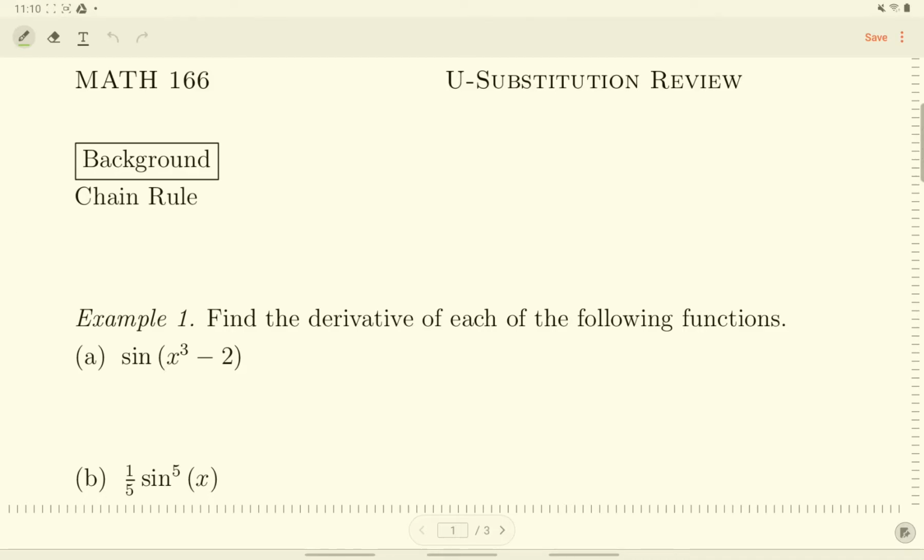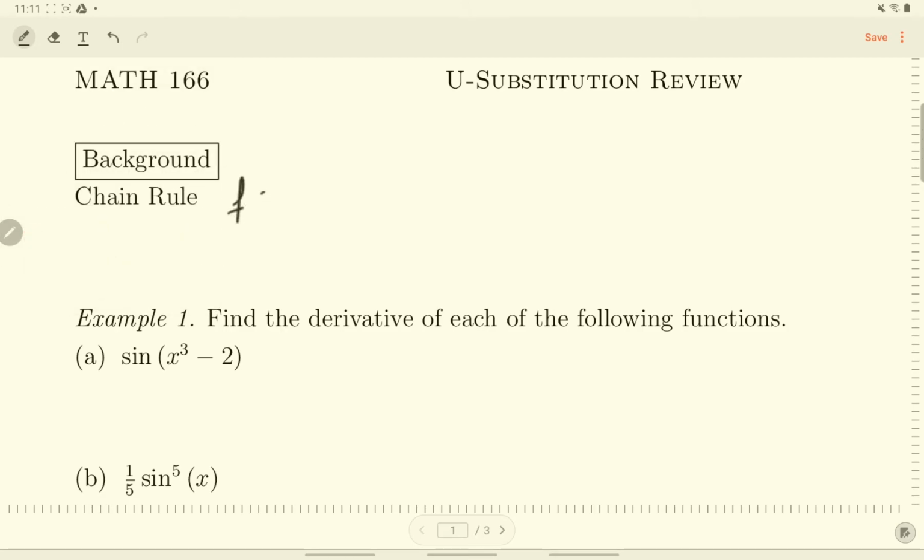In this video, we want to review U-Substitution from Calculus 1 in preparation for Calculus 2. The best way to do that is to remind ourselves where U-Substitution comes from, what it's doing. In order to do that, we need to start back with the chain rule. So the chain rule applies when I have a composition of functions.